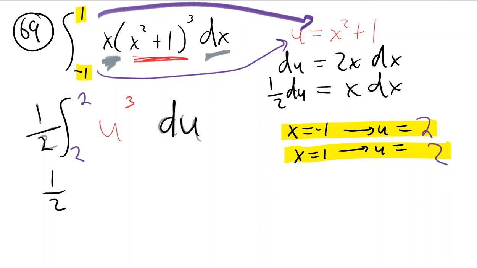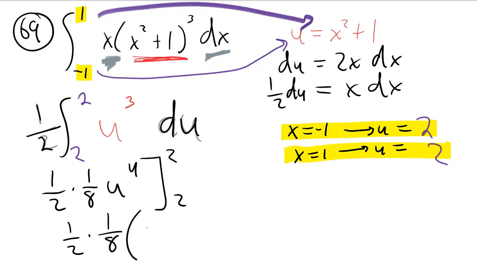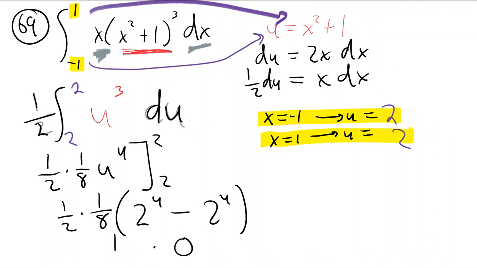So I will do that to show you. You could raise the power by 1, divide by the new power. We need to evaluate from 2 to 2 though. By the way, this is why this property gives you 0. Plug in a 2 the first time, plug in a 2 the second time, and then what do you do with those two numbers? Subtract. So if you end up subtracting something from itself, this is just going to go to 0. 0 times 1/16 would be 0.